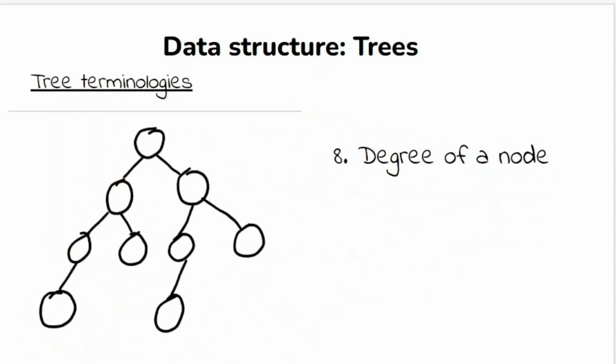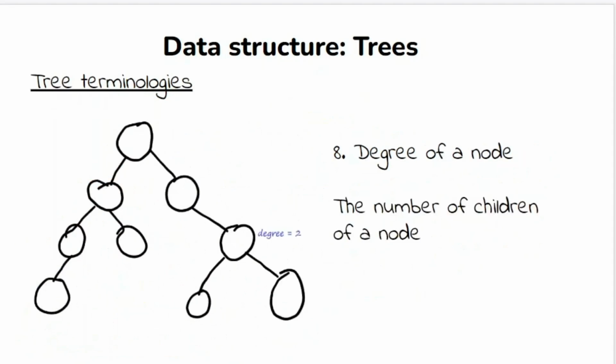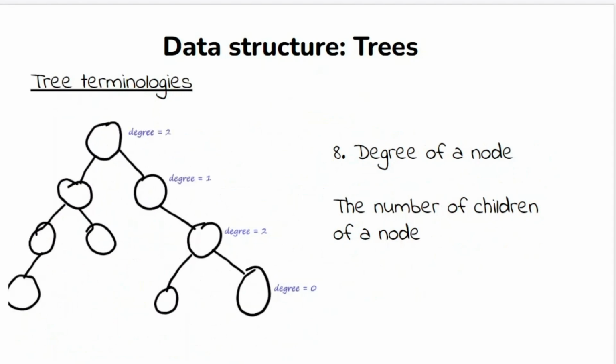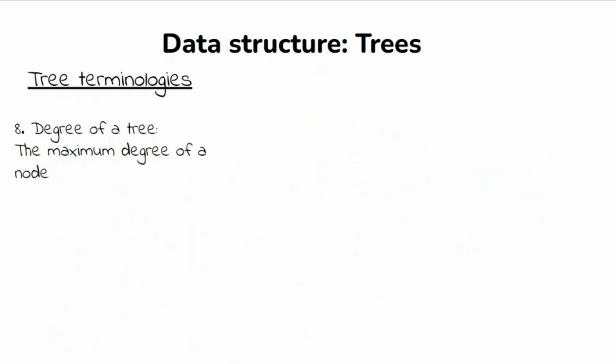Next, we have the degree of a node, and the degree of a node is the number of children of a node. The direct number of children, not the cumulative number of children, but the direct number of children of a given node is the degree of a node. Then we also have other terminologies like the degree of a tree, which is the maximum degree of a node. So when you get all of the degrees of your nodes, then you get the maximum, and that's the degree of your tree. We have the width, which is the number of nodes in a level.